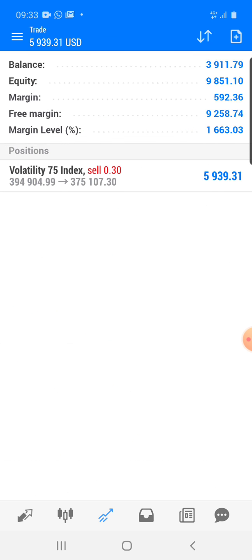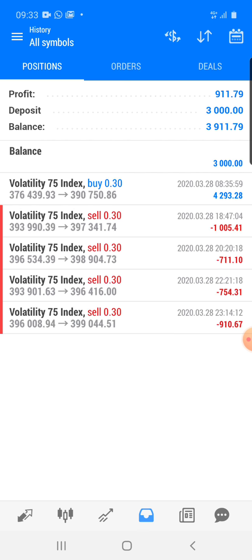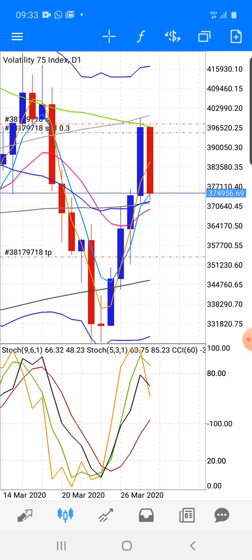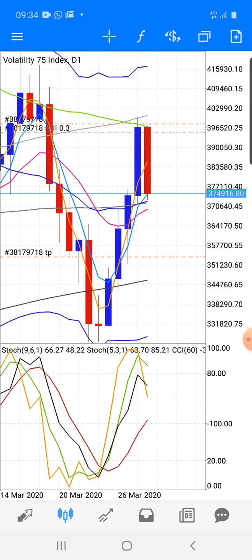Now, look at this. So you see that the losses we were having when trying to time the sell reversal, as long as you keep your losses very short, you can always recover from whatever loss. So look at this.